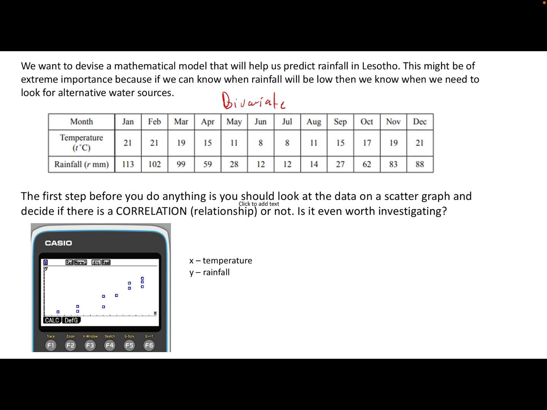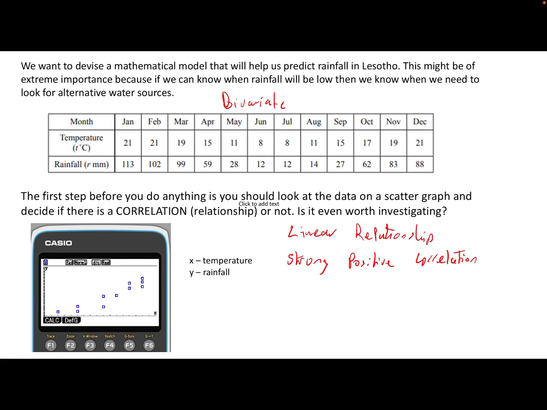But it's pretty clear here that what we've got is what we would call a linear relationship. It's making roughly a straight line, and we would say that there is a strong positive correlation between these data. Now, what does that mean? It means as your temperature increases, so does your rainfall.